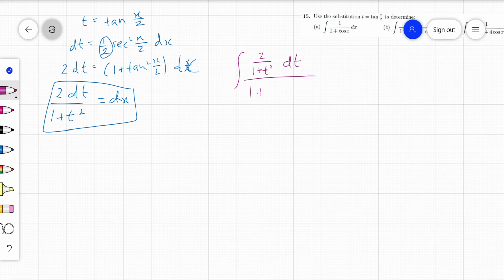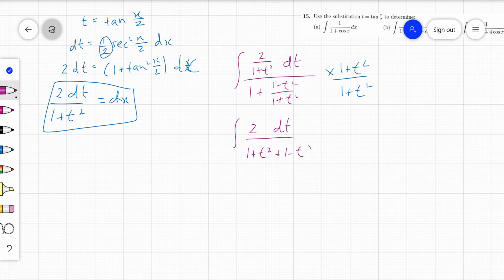And then we've got 1 plus, now cos x in terms of t, we know is 1 minus t squared on 1 plus t squared. So what we can do actually, because there's so many fractions, you see all the fractions that we have, 1 plus t squared on the bottom. So if I times by 1 plus t squared through the top and 1 plus t squared through the bottom, we can get rid of that. So at the top, I now end up with 2 dt. And at the bottom, that 1, if I times it by 1 plus t squared, becomes 1 plus t squared. And then I just have 1 minus t squared.